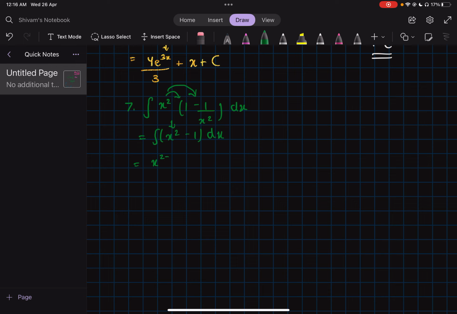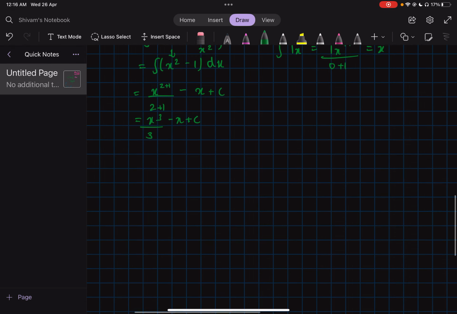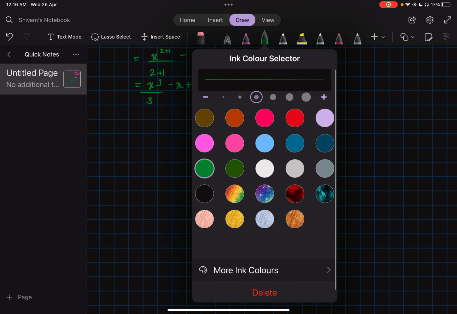And you're gonna use the power rule here. So for x squared, and then for the 1, it can be thought of as 1 times x to the power of 0, and when you use the power rule, that gives you x. So x to the third over 3 minus x plus c. Yep, that's right. All right. Moving on.